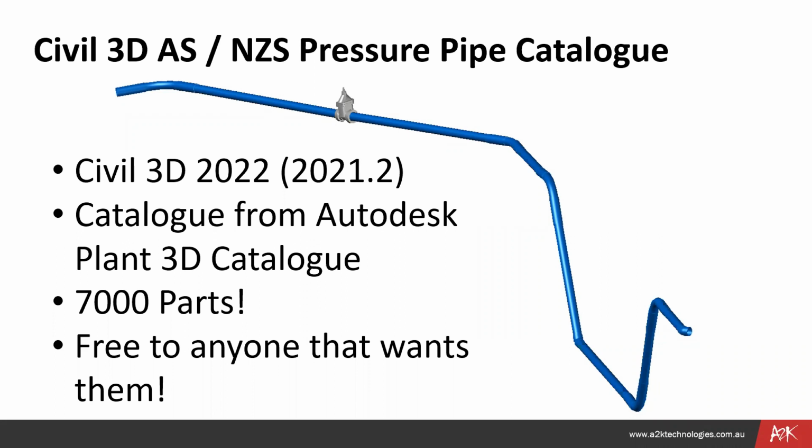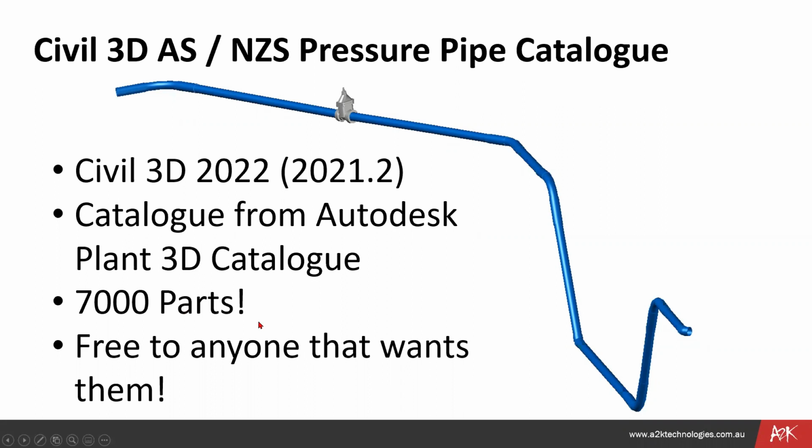It wasn't easy. There were some plant parts that had errors in them and stopped the transfer from occurring, so I had to go and take those out. So there are a few taken out of the catalogue, but almost all of them are still there. There's not many that actually had to come out. So we now have that converted catalogue of all the Australian standard and New Zealand standard pressure pipes from the Autodesk Plant 3D catalogue, which is where it came from.